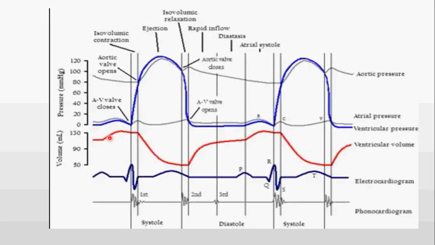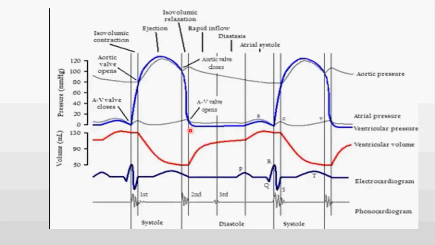Now this red line here represents the ventricular volume. So this is the amount of blood that is inside the ventricle during the cardiac cycle. Now if we look up a little bit higher, we notice that there's a gray line. This is the atrial pressure. The blue line is the ventricular pressure. And the gray line at the very top is the aortic artery pressure.